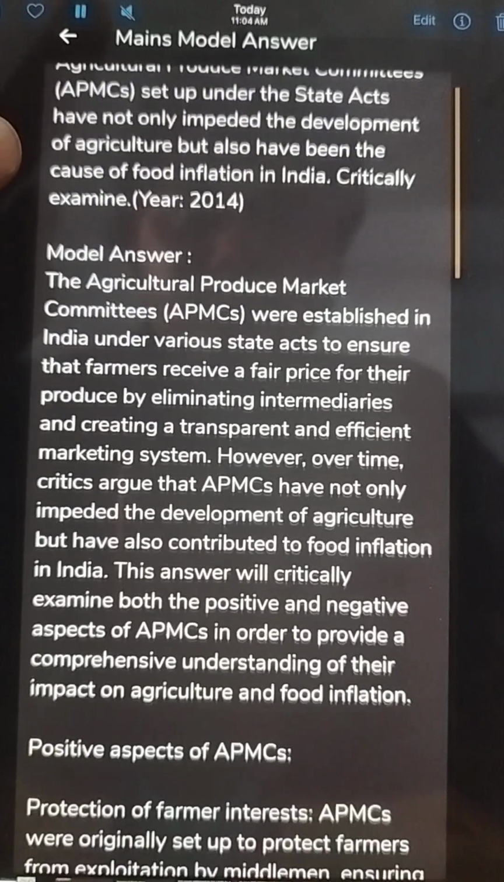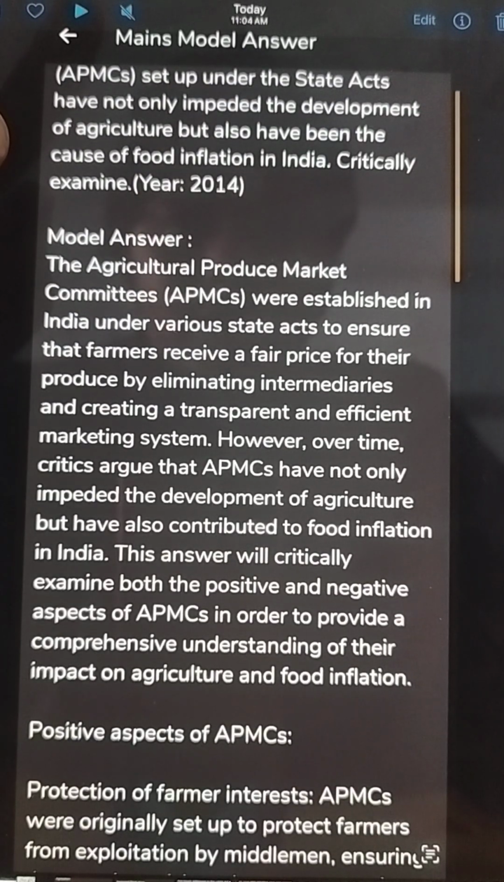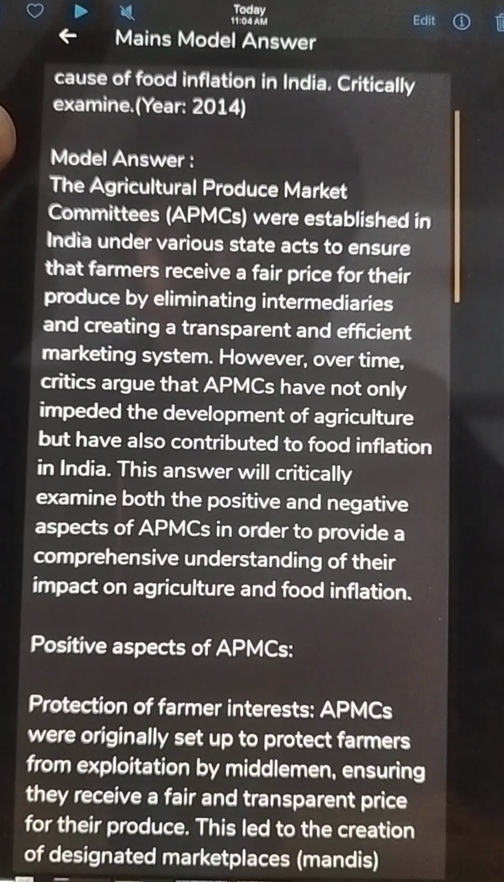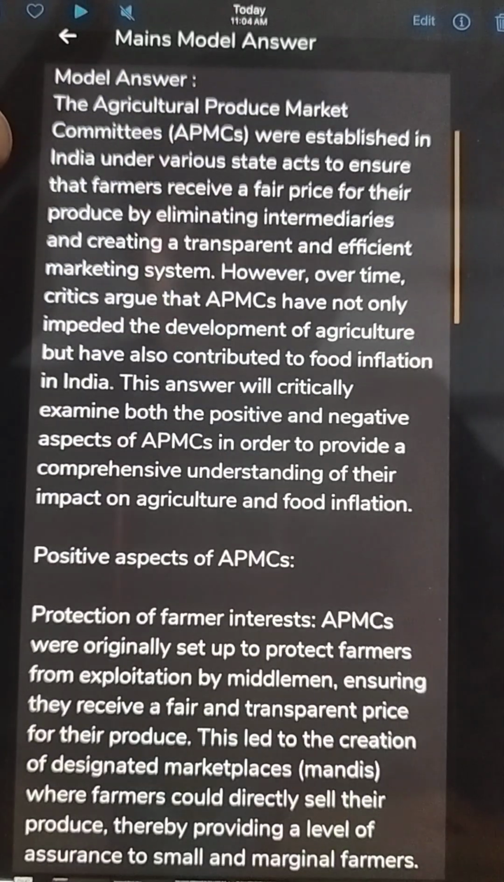However, over time, critics argue that APMCs have not only impeded the development of agriculture but also have contributed to food inflation in India. This answer will critically examine both the positive and negative aspects of APMC in order to provide a comprehensive understanding of their impact on agriculture and food inflation.